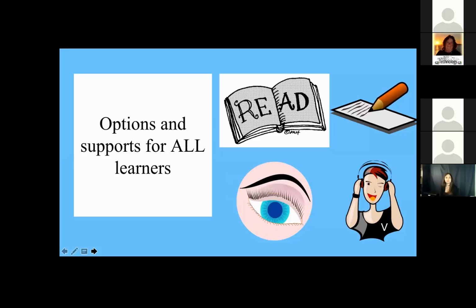So let's move on to options. I feel like we have touched on this throughout this session, but options and support for all learners. Here is another element that is super important and applies a lot not only when we're delivering the instruction or building those lessons, but also when we are assessing our students or creating assignments or work that they're going to submit to us.